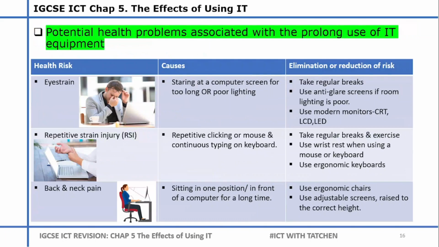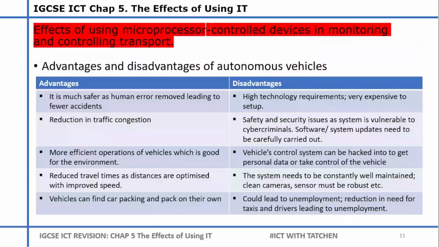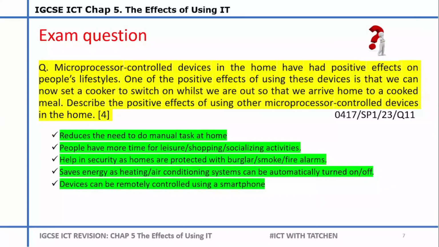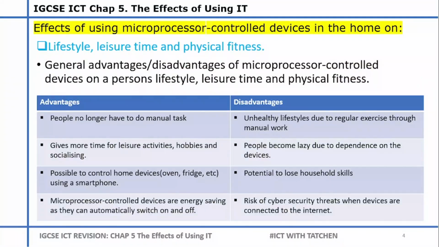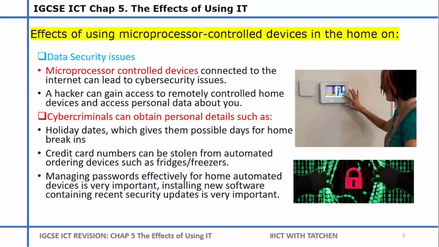And you might want to take a little break and try to bring your mind to think about what we've just seen. Basically, we looked at microprocessor devices, control devices in the home. We'll look at the effects of these microprocessor devices on lifestyle, leisure, and physical fitness. We look at data security issues due to microcontrolled devices being used in the home.